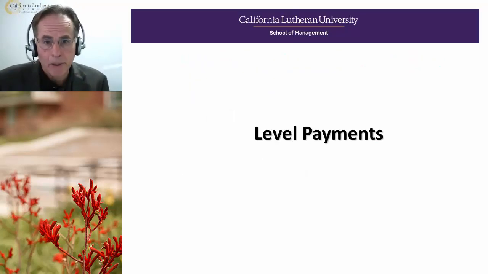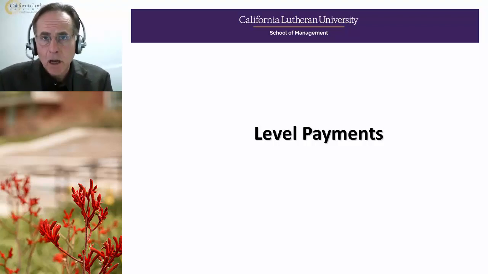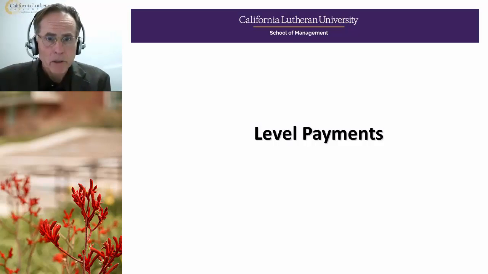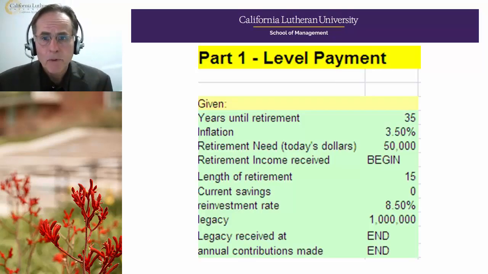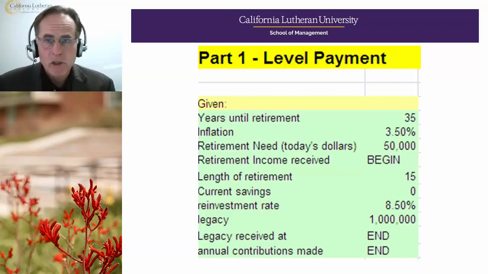So let's look at the level payment. In the level payment, the idea is that we're going to be making consistent contributions each year up until that retirement period. So let's do an example, because it's always the best way of looking at calculations. In this example, there are 35 years until retirement. The inflation rate, we'll just look at a long-term historical rate of 3.5%. The retirement need in today's dollars, if the individual is going to retire today, would be $50,000. Realize that we need to consider what that would be 35 years from now, right?